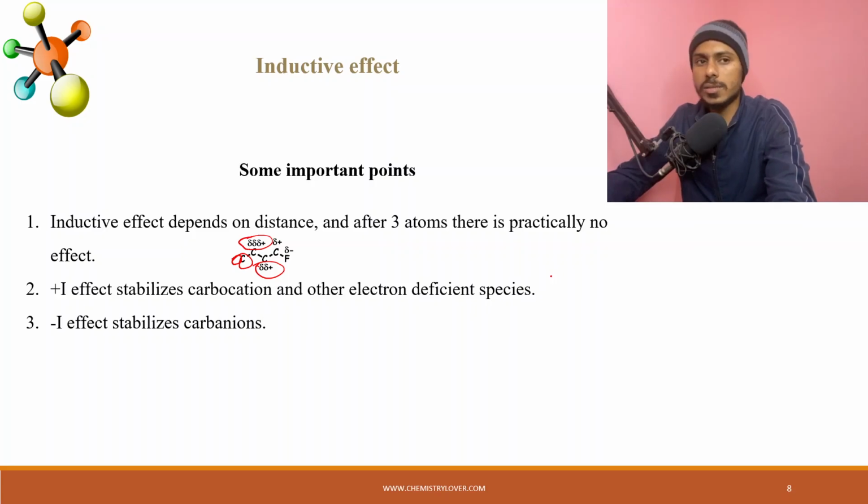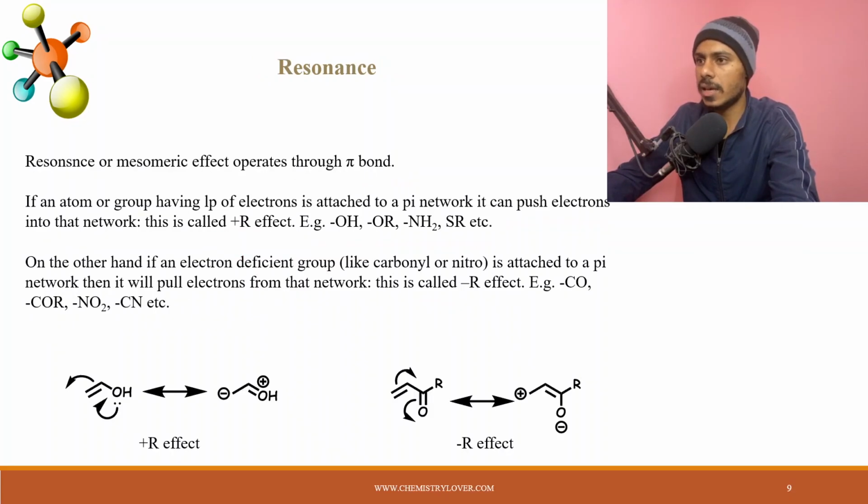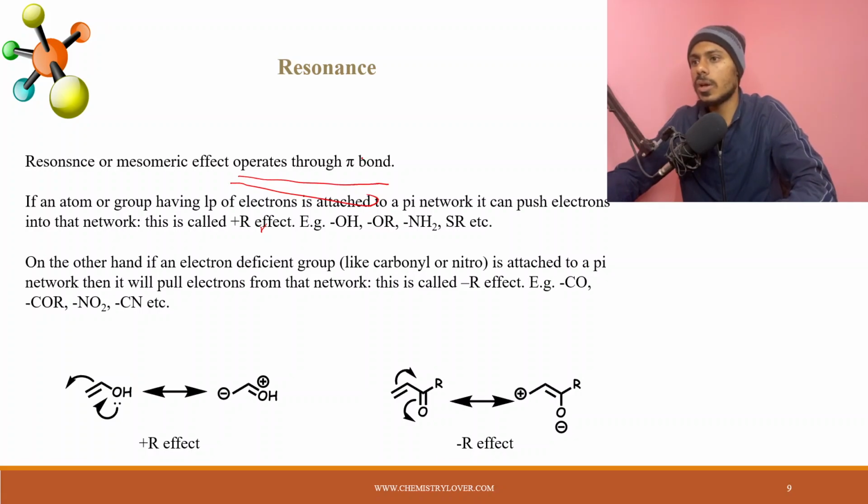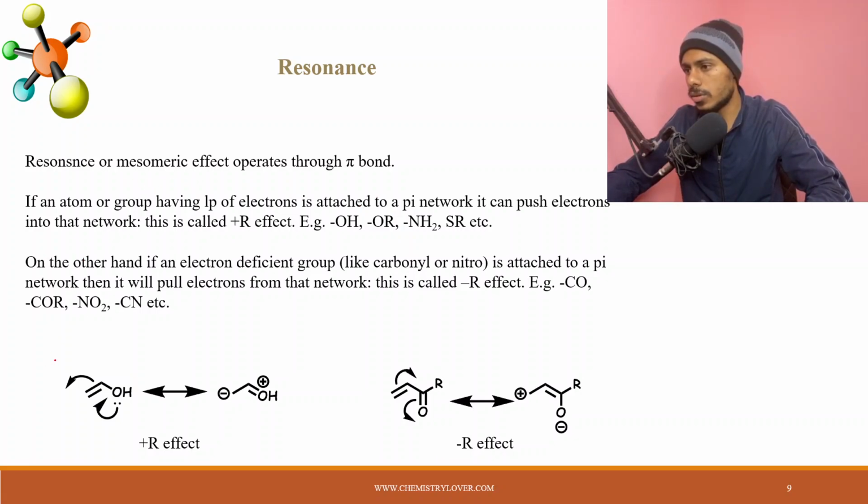Now let us move to our next effect, that is resonance or mesomeric effect. So resonance effect, it is also one kind of electronic effect, but in this case this operates through the pi bond and not through the sigma bond. So presence of pi bond is crucial for the resonance. Now we can understand the resonance effect by looking into this compound.